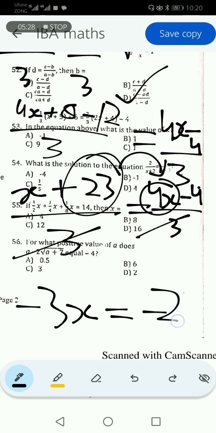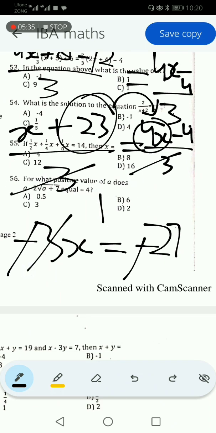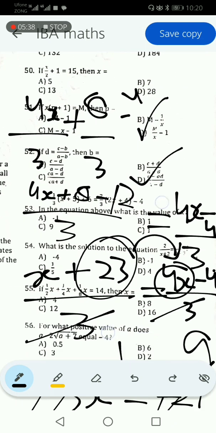So 27. Now I'm deleting both of the negative signs. 3 ones are 3, 3 nines are 27. So our correct answer is 9. So C is the correct option.